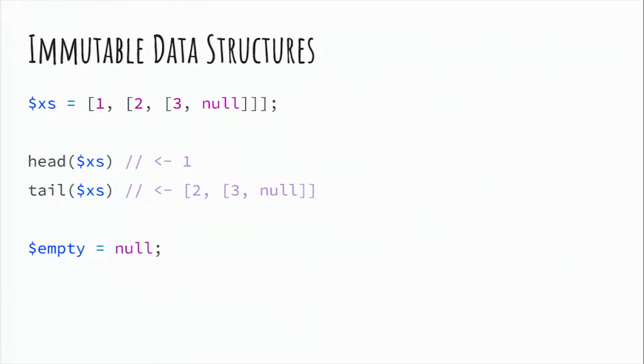And to make lists with these pairs, you can use the first value in the pair for a value of the list and the second one for the tail. So these are called the head and the tail. And then you can write a function that either returns the first value or the rest. And these functions are called head and tail. And an empty list, you could, in PHP, write it as null. And then the list 1, 2, 3 would look like this.